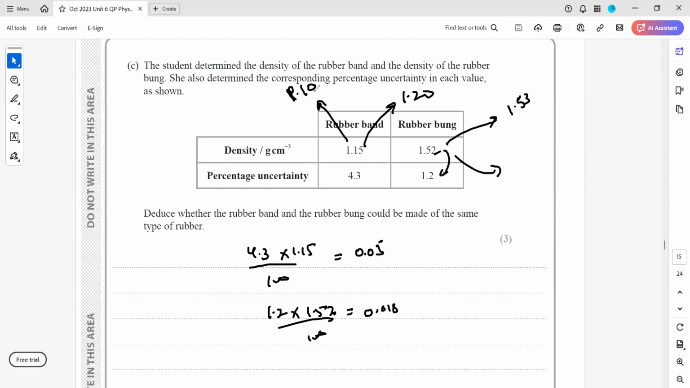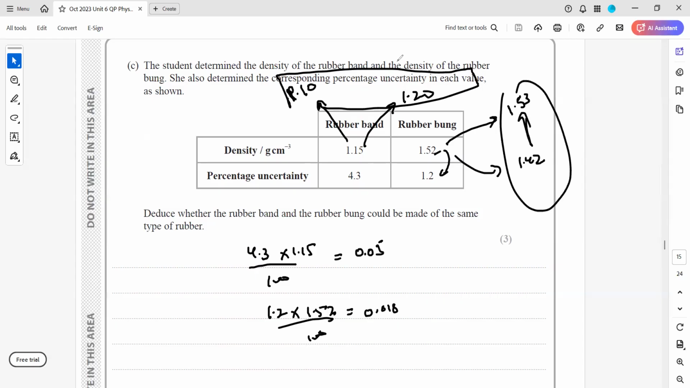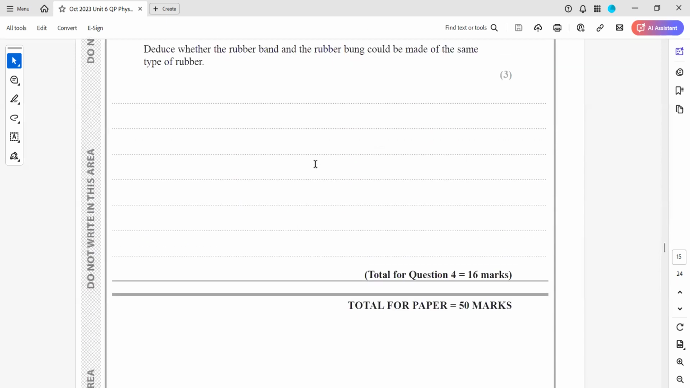So the limits do not overlap. The rubber band and the rubber bung limits of density do not overlap. We just checked whether they overlap. If they're not overlapping, like this range is different from this range, it means they are not made of the same material, as there is no overlapping of their densities.